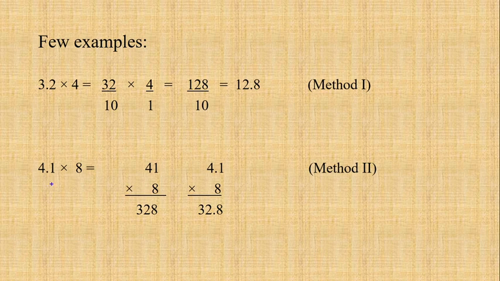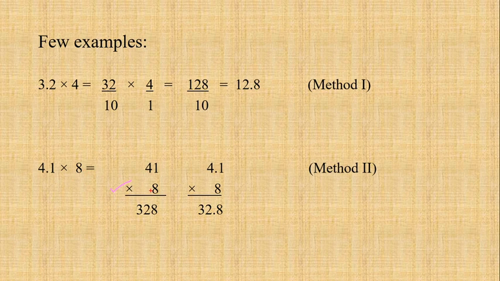In the example, 4.1 multiplied by 8. Okay, 4.1 multiplied by 8. We will solve this second example by the simple multiplication method, as we have studied from childhood, from first standard, second standard, we have studied this simple multiplication method. Now this 4.1 I have written as 41.